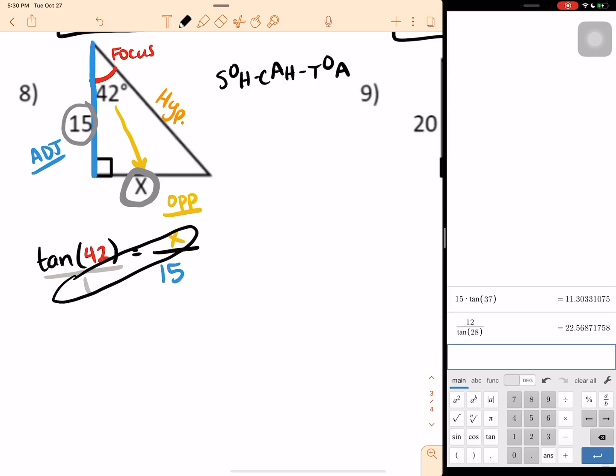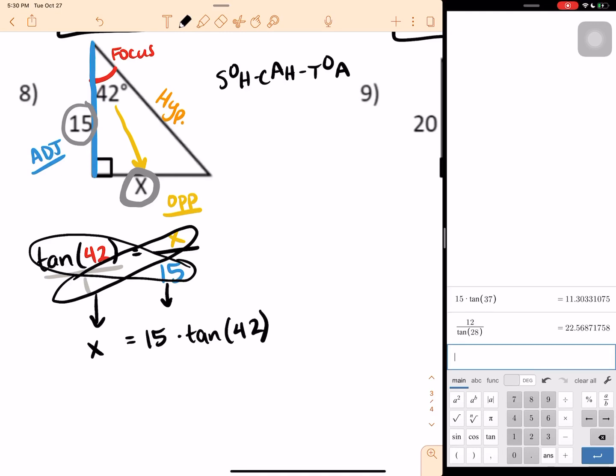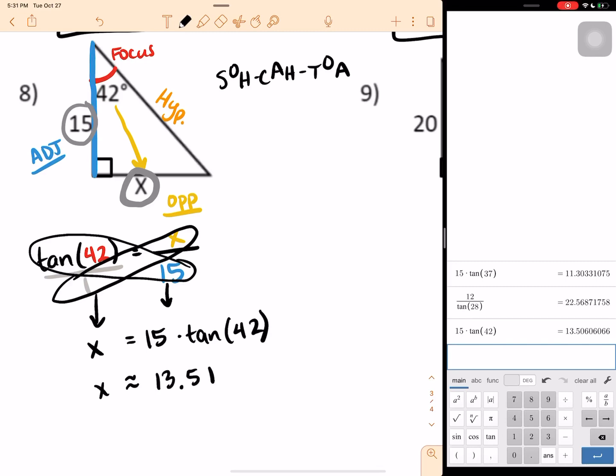We have 1 times x is x equal to 15 times tangent of 42. So if we do that in our calculator, we have 15 times the tangent of 42. We're going to get about 13.51. So x is about equal to 13.51. And that's our answer for that problem.